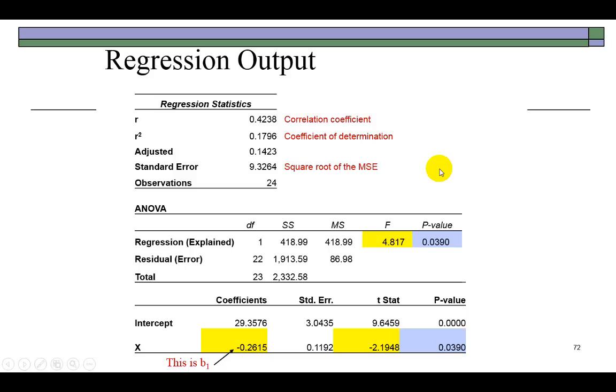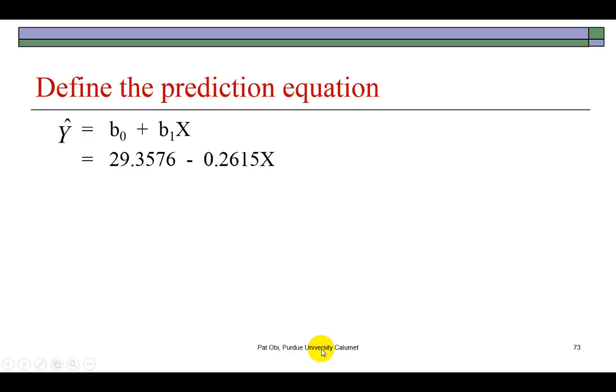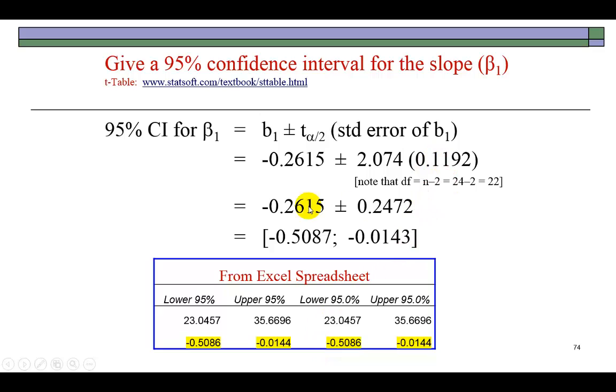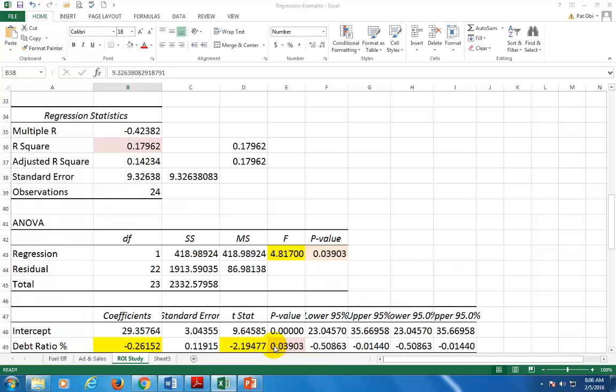The standard error from the regression is part of the output. So if you go back here, this is our standard error for this coefficient, 0.1192. And that's what you see here. So crunch it all out. The lower limit is going to be approximately negative 0.51, and the upper limit would be approximately negative 0.014. Excel also gives you that as part of the output. So if you go back over here, you see it right here. These are the confidence limits for the slope coefficient right there.